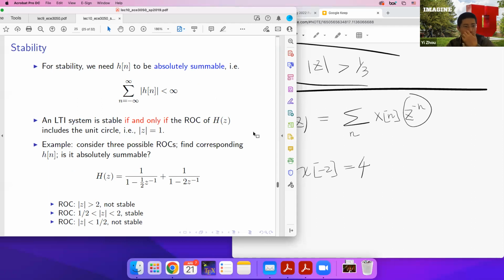And stability is very similar to the Laplace transform. In the Laplace transform, stability means that the ROC should include the y-axis. But here, stability means that the ROC should include the unit circle.